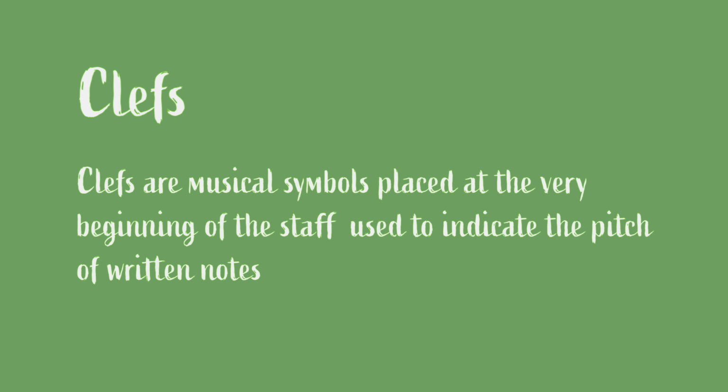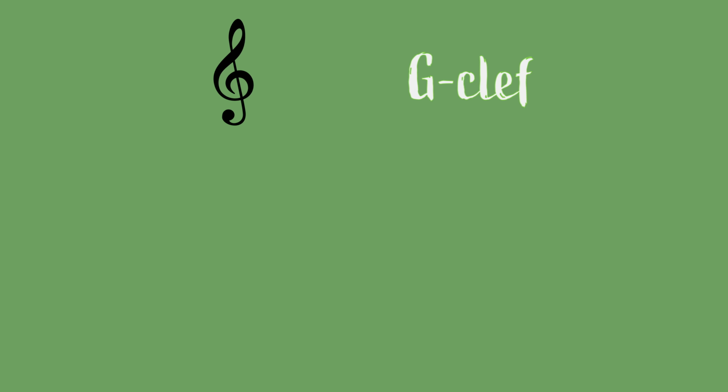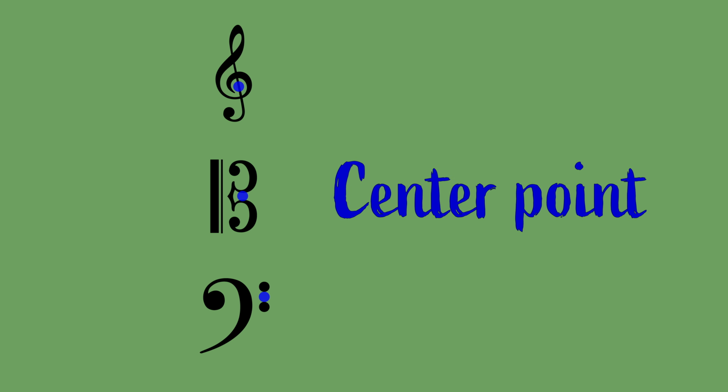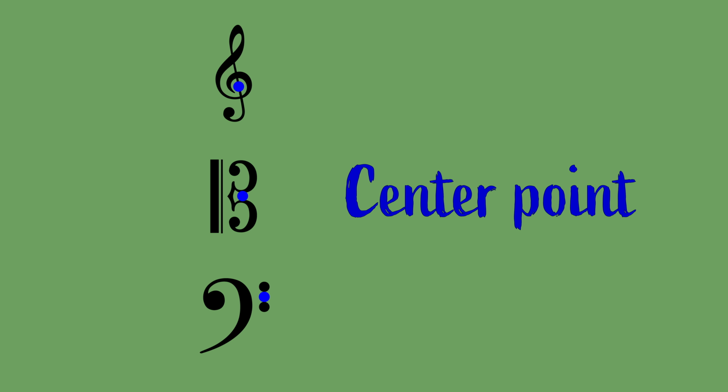But with this big number of lines, it's very complicated to know what line or what space represents what note. This is why we use clefs. Clefs are musical symbols placed at the very beginning of the staff, used to indicate the pitch of written notes. The most common ones are the G clef, the C clef, and the F clef. Each of these clefs has a center point. Center points can only be placed on a line, and the line it is placed on takes the name of the clef. So if we place the G clef here, if a note is placed on this line, we'll know right away that it's a G. And it's the same for the other clefs.